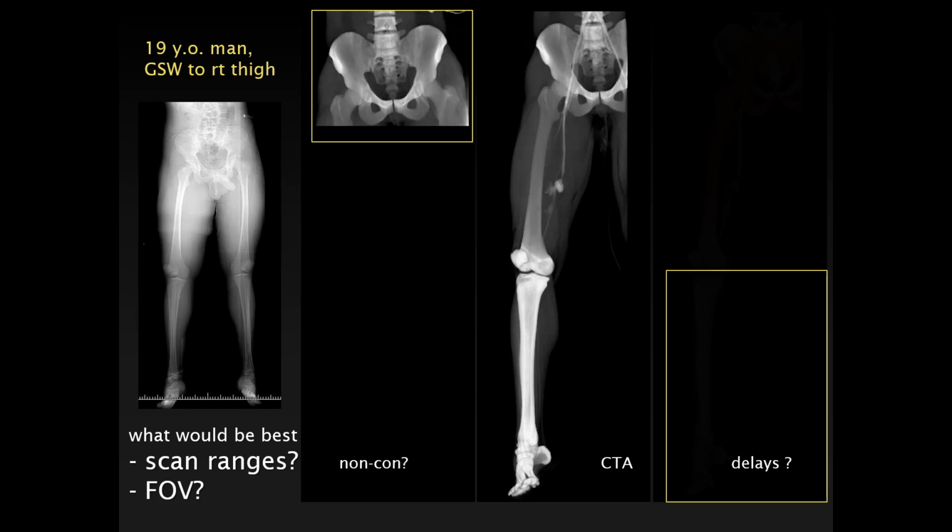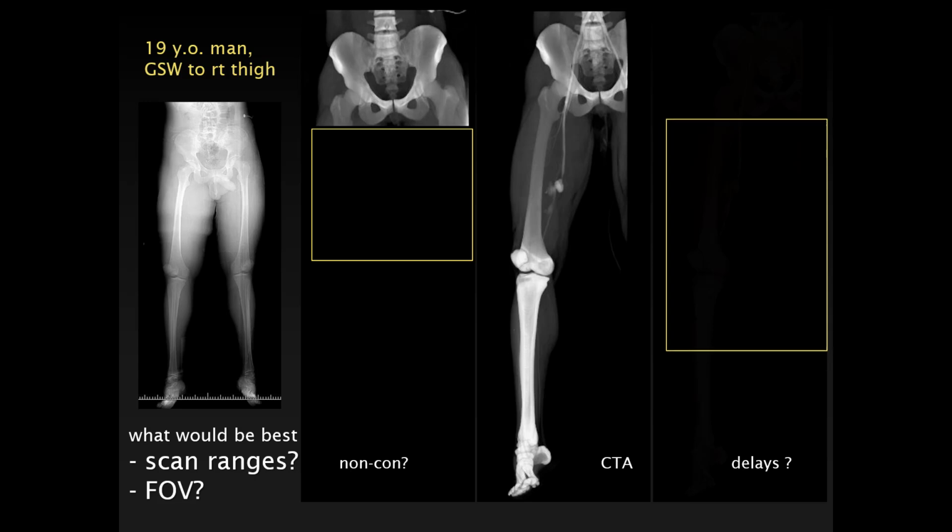And then if you did delays in this case, it would go through the lower leg, which is also pretty much unnecessary, and you really don't need to do this. So the right protocol is relatively simple. You still want to do a non-con, a CTA, and a delay, but you just want to move them all to the right spot.